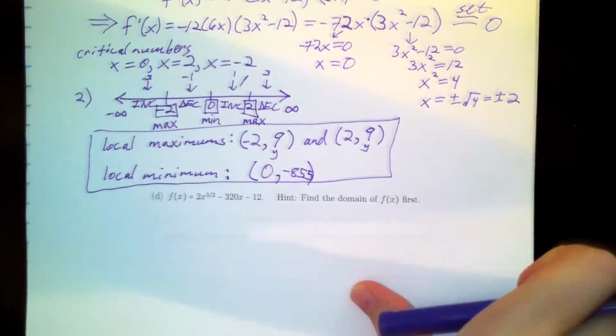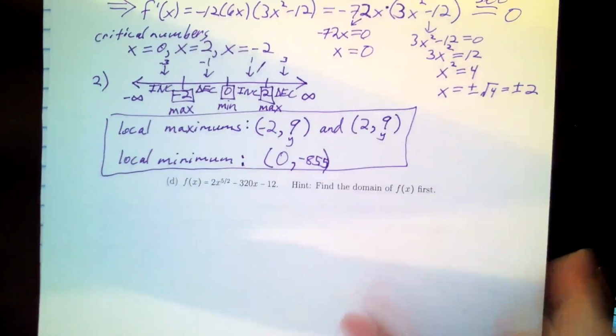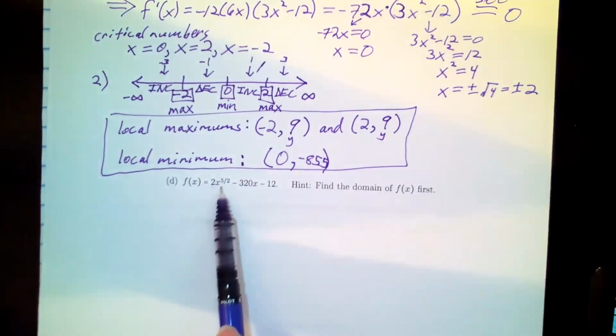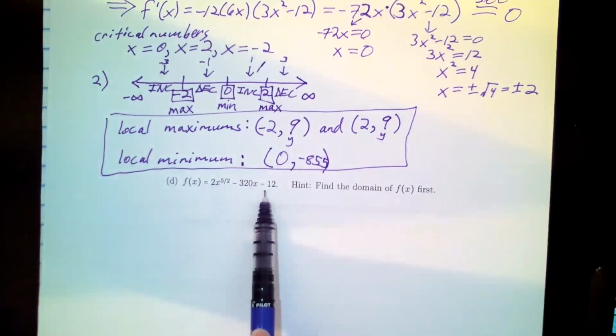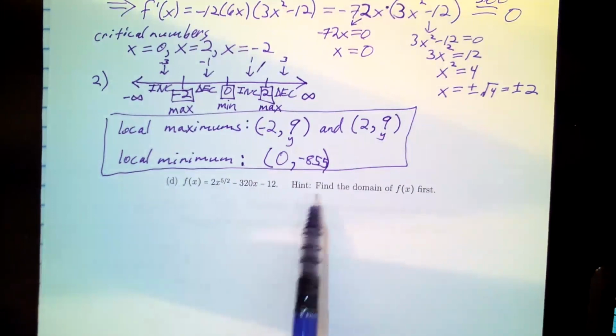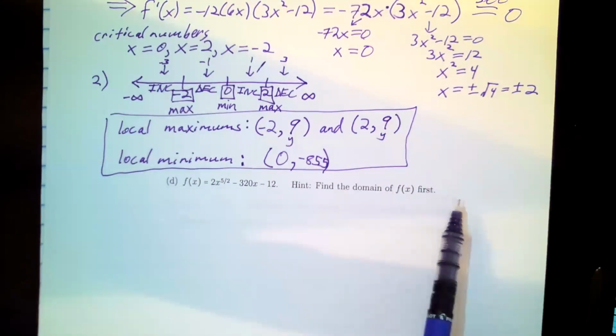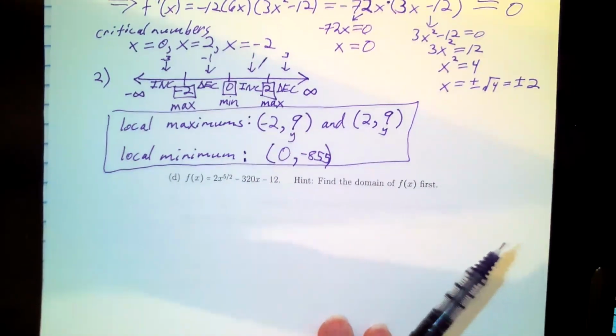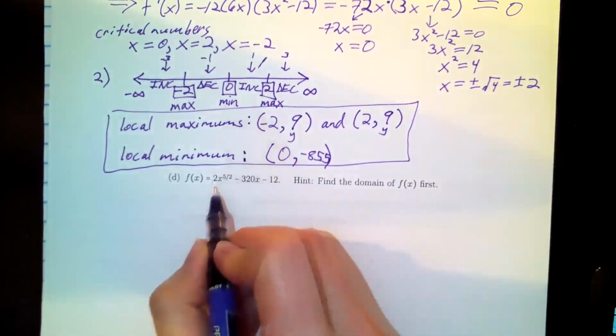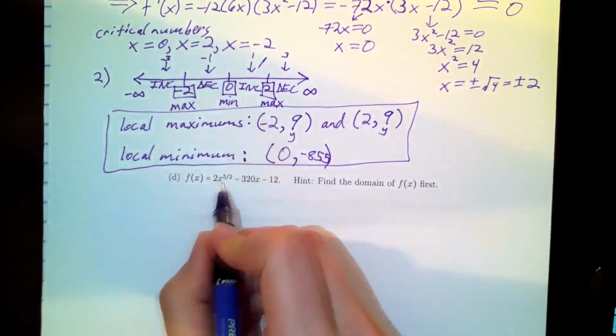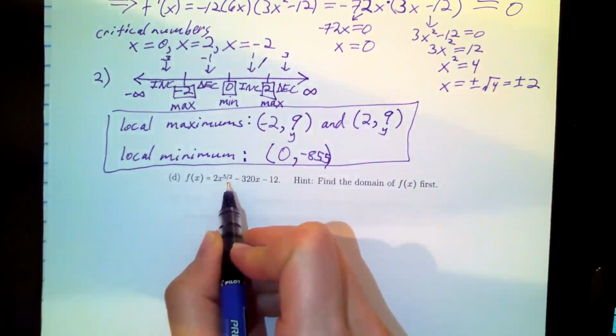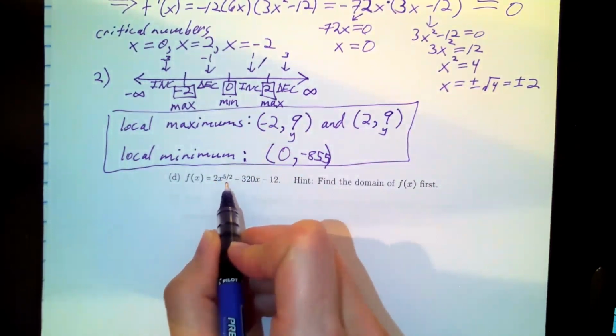Problem D. Here's our function. 2x to the 5 halves minus 320x minus 12. And then they give us a hint here. It says find the domain of f of x first. And that's actually a helpful hint here. Let's look at this. This is 2x to the 5 halves. Now remember, fraction exponents are the same as roots. They're just a different way of writing a root. It's writing the root as a power as opposed to an actual root symbol.